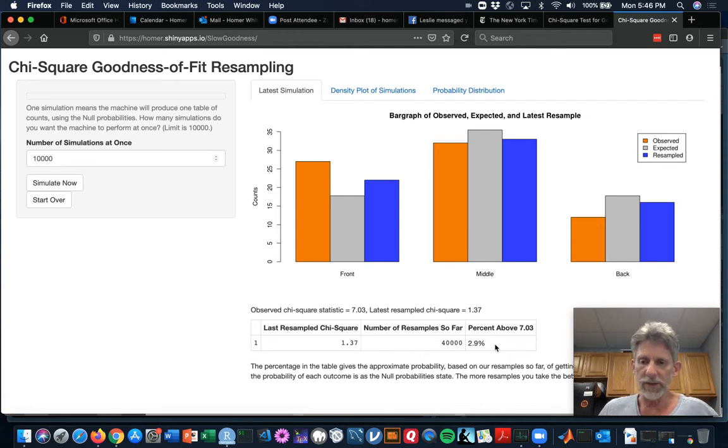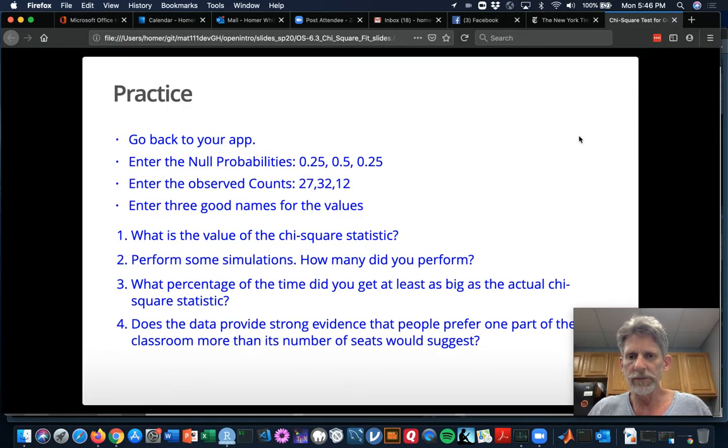And so this time I would say, looks like we got pretty strong evidence that seating preferences at Georgetown are not 1/4, 1/2, 1/4. That there's something different, maybe less than a fourth preferring the front and less than a fourth preferring the back. That's the way the data was going anyway. Okay, so that's the recap of using the app from the previous part of the slides. I'll go ahead and leave it now.